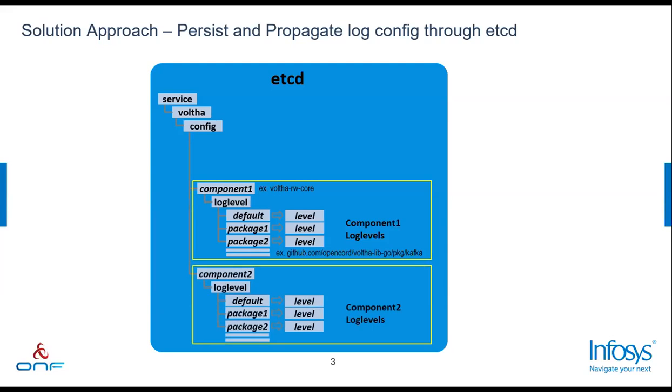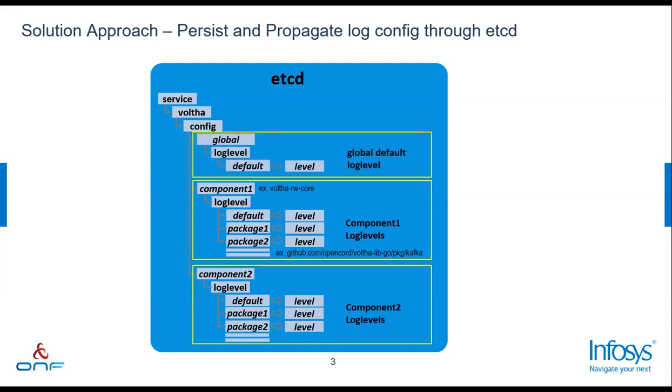Same way for component 2 log levels would be stored, and we have also introduced a global log level concept, where only a default log level is saved. We will talk about why and what it is used for. Now these log levels are configured by VOLTHA through set, list and clear commands. We'll look at the available commands and their syntax in the next slide. And these are consumed by the running pod.